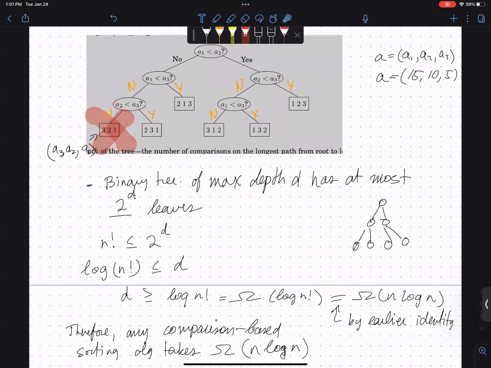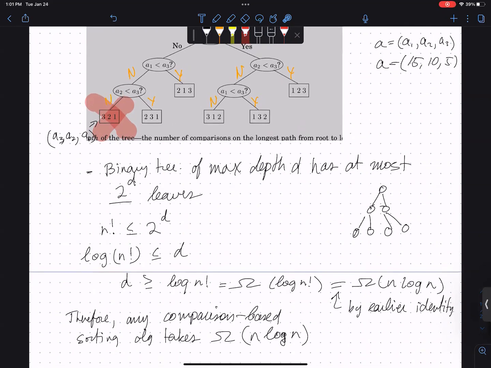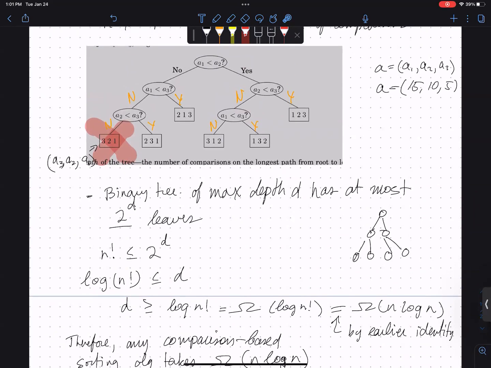Then why did you write that n factorial is less than or equal to that amount? Oh, because the number of leaves is at most 2 to the d. The n factorial is the number of leaves, but in a binary tree you don't necessarily have a full tree. Like I drew here a full tree, but you can have a binary tree that's not complete. So maybe this node is missing, for example. So it's not exactly 2 to the d, it's at most 2 to the d.